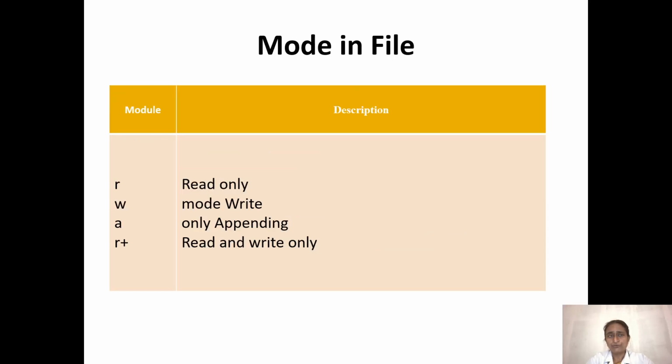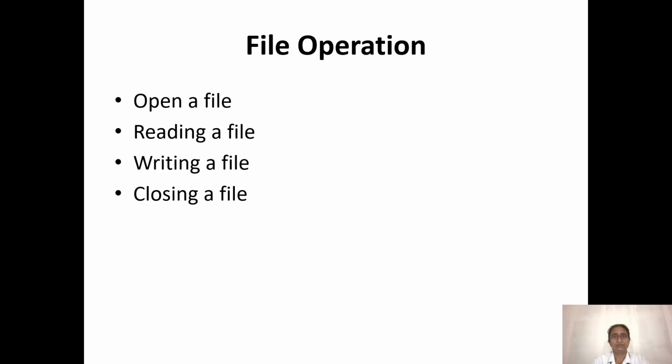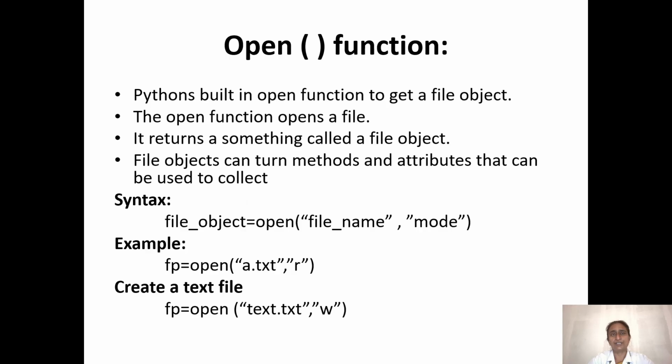Next is modes in file. Modes and their descriptions: R is read only, W is write mode, A is only appending, R plus is read and write only. Next is file operation. File operations are divided into four: open a file, reading a file, writing a file, and closing a file. Next is the open function.